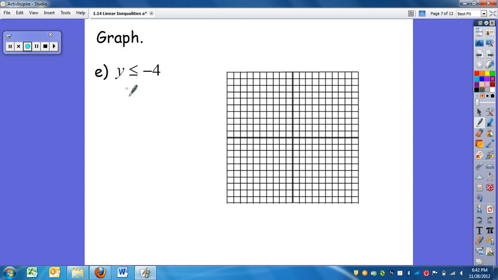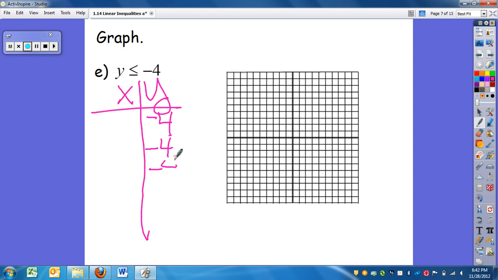So very similarly, I have y. So I'm going to do a table. My y is -4. And then I can just pick x values.